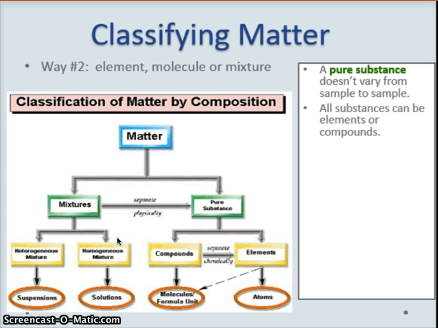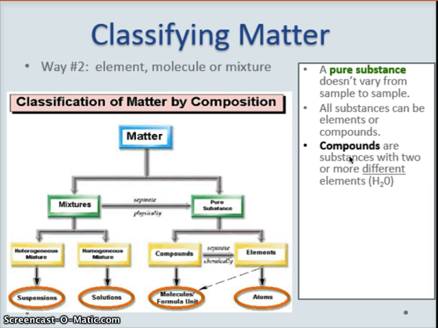So the first thing you need to know is that pure substances never change from one sample to another. If you have CO2 in one spot, it's going to be the same as the CO2 found in another location. All substances could be elements or compounds. So you need to know the difference between a compound and a molecule. Compounds must have two different elements.